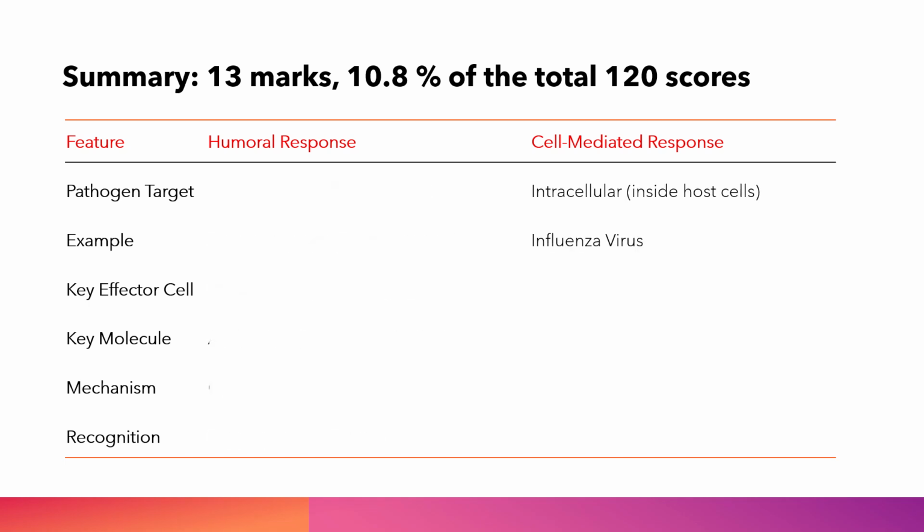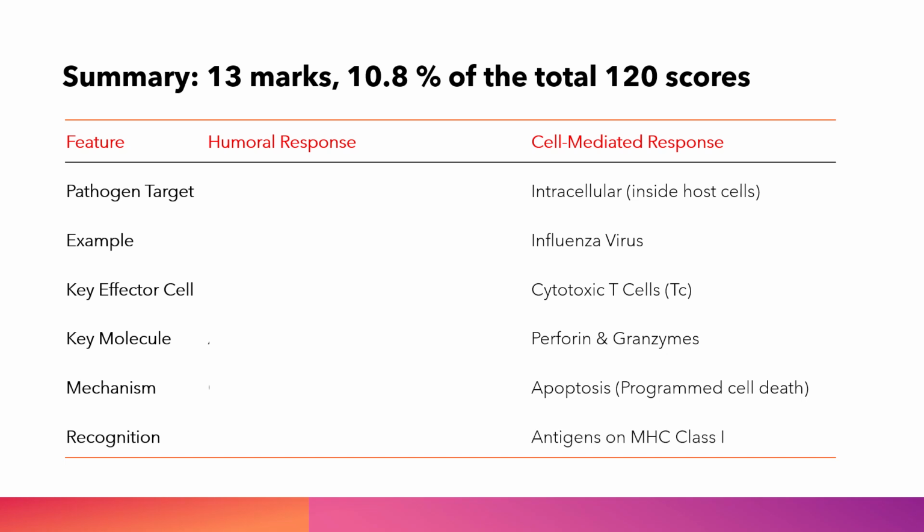However, if a pathogen like the influenza virus slips inside your cells, antibodies can no longer reach it. This triggers the cell-mediated response. Here, the effector cells are cytotoxic T cells. These cellular assassins don't look for free antigens, instead, they recognize viral fragments presented on a cell's MHC Class I markers. Once a target is identified, the T cell releases perforin and granzymes, forcing the infected host cell to undergo apoptosis, or programmed cell death. In short, the humoral response uses antibodies to clean up the fluids, while the cell-mediated response uses T cells to eliminate the infected factories from within.